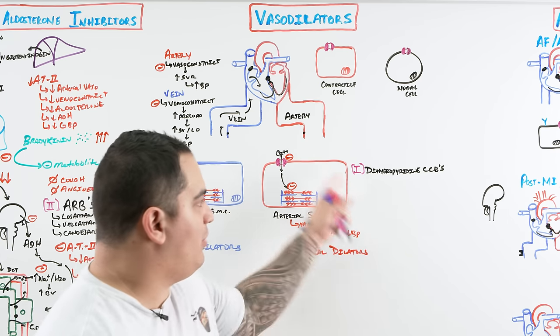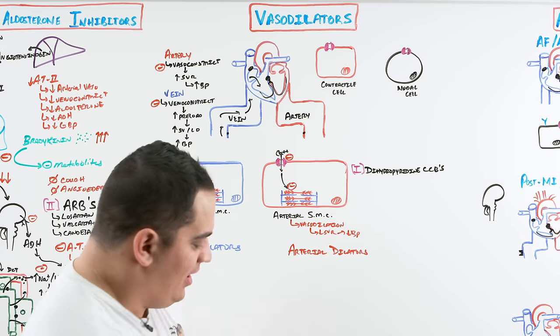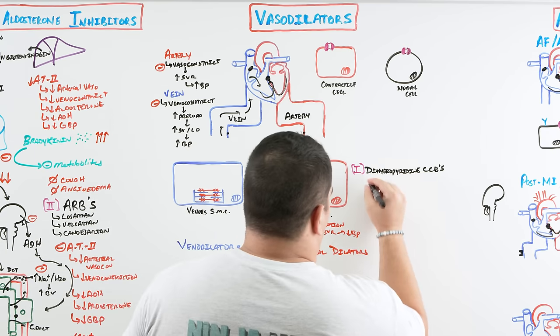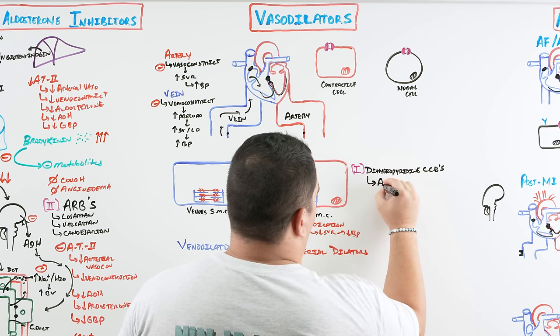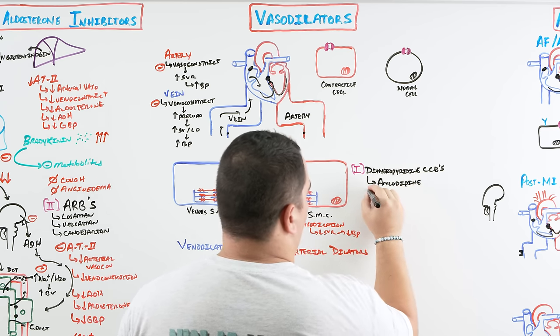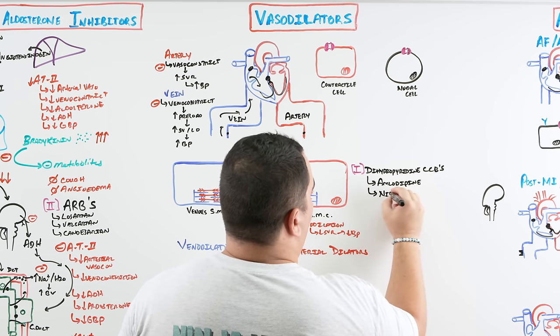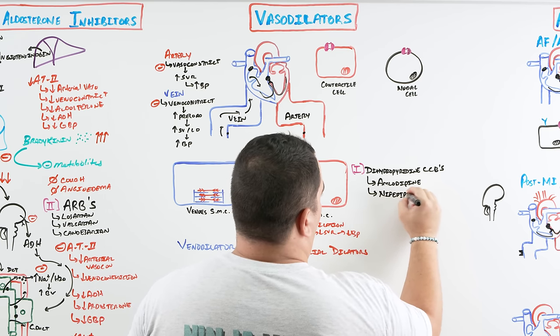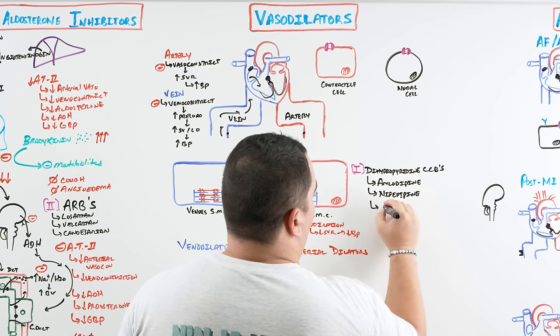What are the drugs that we utilize in this category here? There is one particular drug which I commonly utilize. It's called amlodipine. Amlodipine is a very commonly utilized one. Another one is called nifedipine. Another one is called nicardipine.